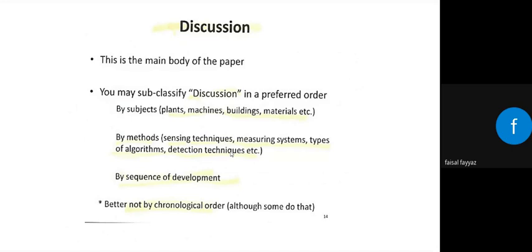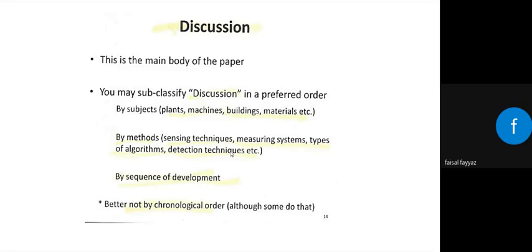Then discussion. This is the main body of the paper. You may subclassify discussion in a preferred order by subject: plants, machine, buildings, materials, etc. By method: sensing techniques, measuring systems, types of algorithm, detection techniques, etc. By sequence of development. Better not by chronological order, although some do that. It is highly recommended that discussion is the area where you can write all the depth of detail, but never mention it in chronological order.